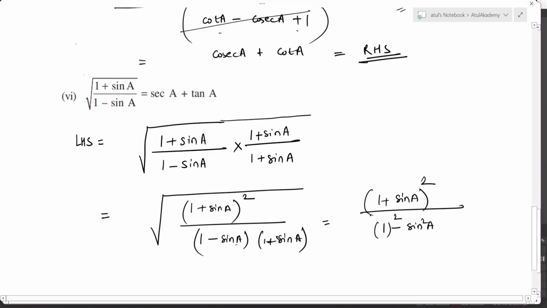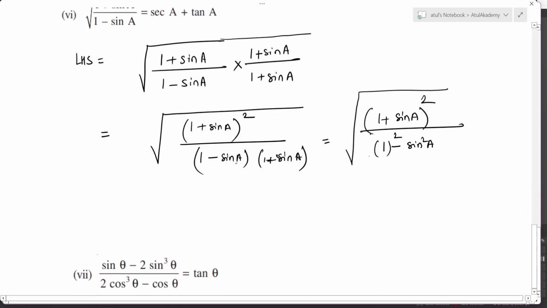So I have this thing. Fine. Now this square root of (1 plus sine A) whole square, I can write it as 1 plus sine A only on the top. In the denominator, I still have the square root, it's 1 minus sine square A.